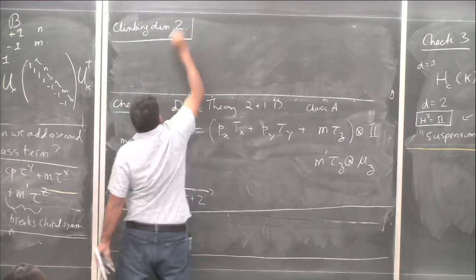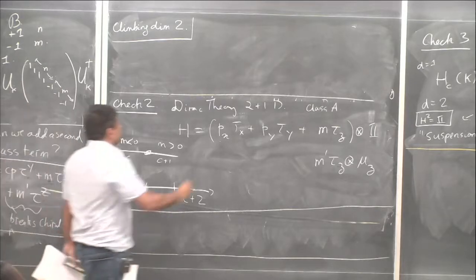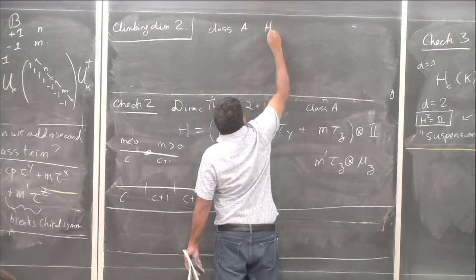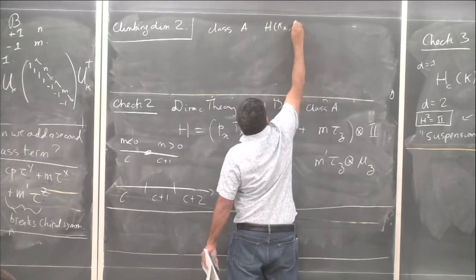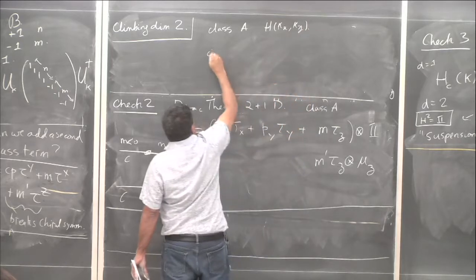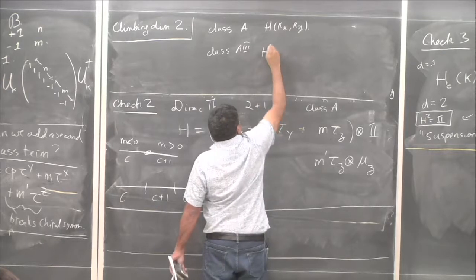Just a little bit of an aside that will help us. So let's say I start with H, which is in class A. Let's say I'm going to go from 2 dimensions to 3 now. Then I can define a class A3.